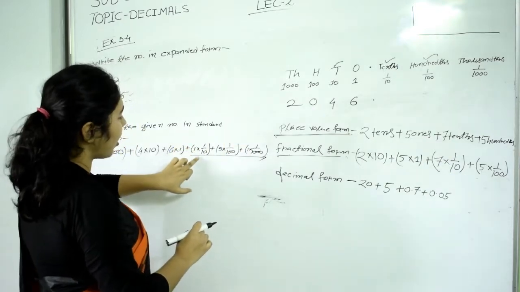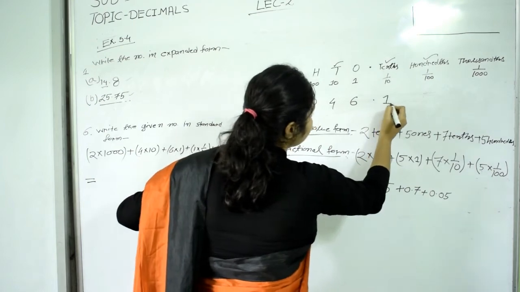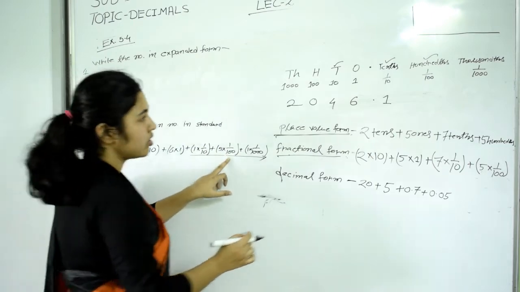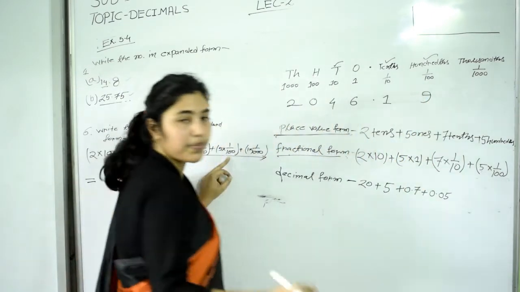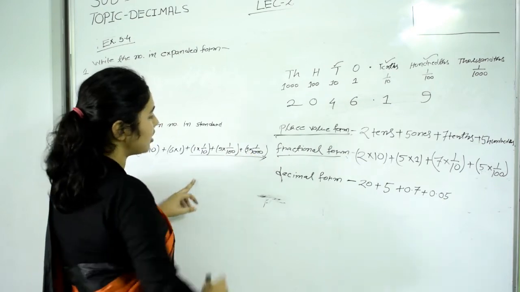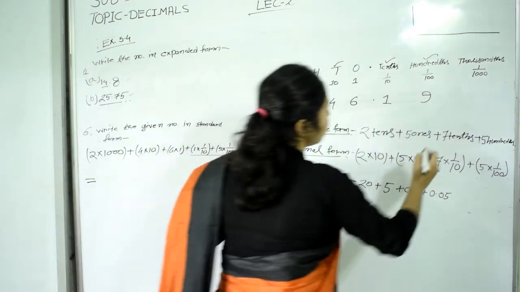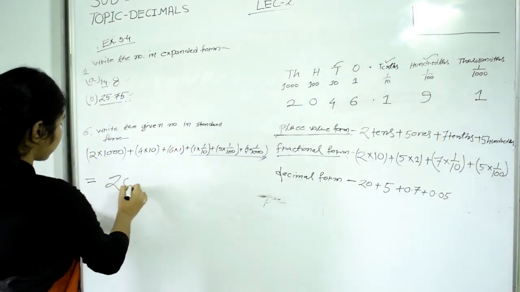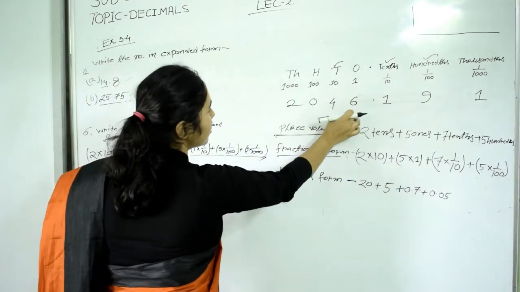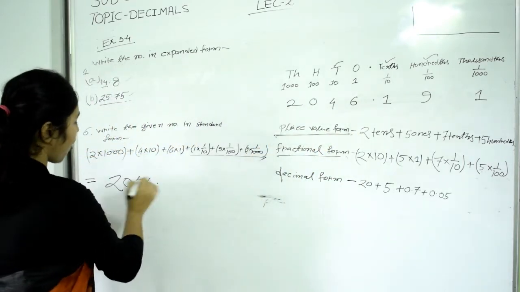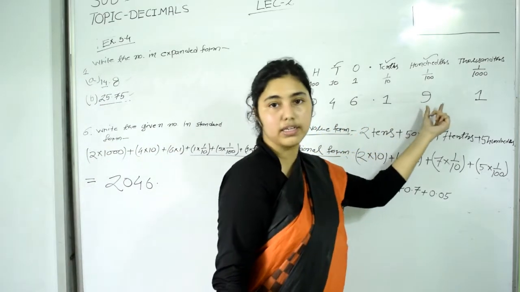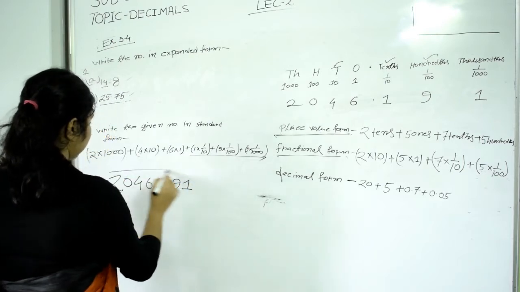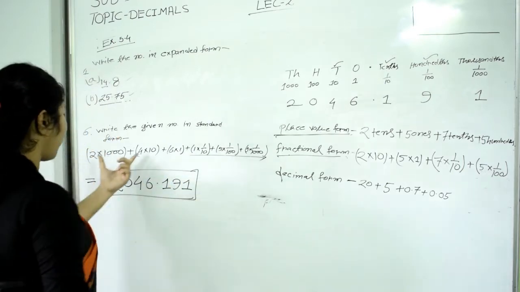Okay, so 1 into 1 by 10. So 1 in tenth place. Next, 9 into 1 by 100. So 9 in hundredth place. And next, again 1 into 1 by 1000, which means 1 in thousandth place. So our number is 20246.191. This is the standard form of this number.